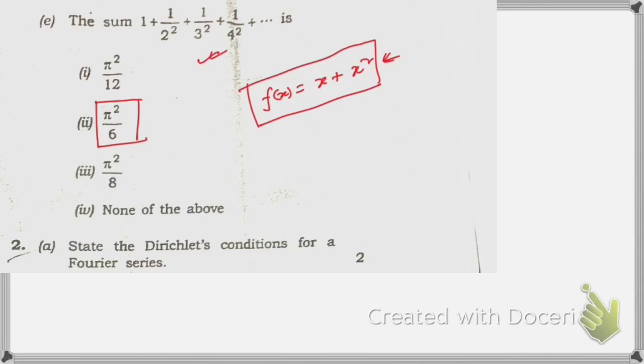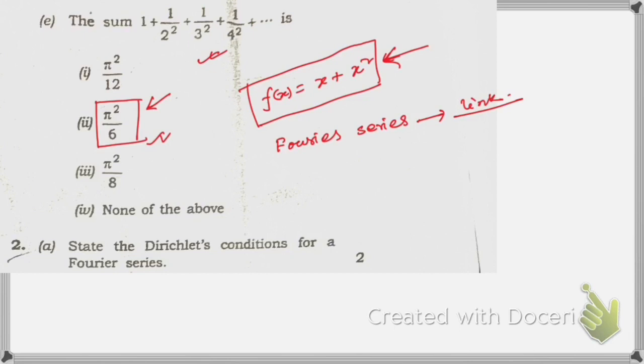If you want to learn Fourier series, I have made many videos on Fourier series. I have provided the link of the playlist of Fourier series in the description box. If you want to watch them, you can go. And I will show you how I got this pi square by 6. At the end of this video, I will paste a photo of this solution. Now let's move on to the next question.